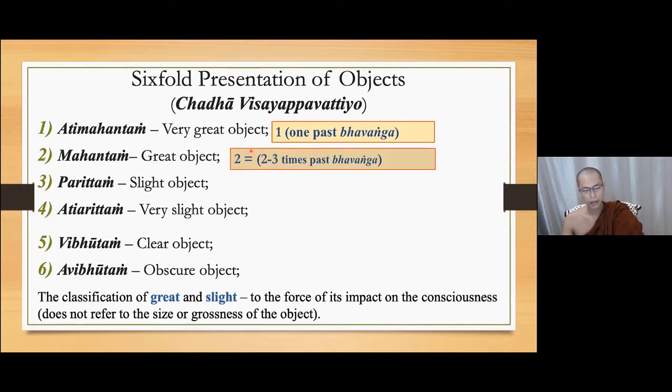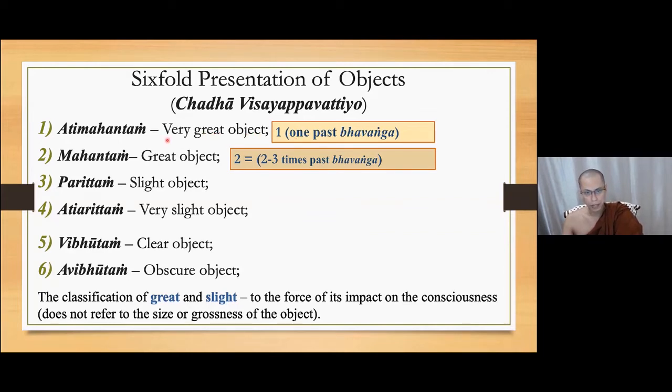So let's compare the second one, just great object. Very great and great, what is the difference? If the past Bhavanga in the process consists of 2 times or 3 times, it is more than the first type.